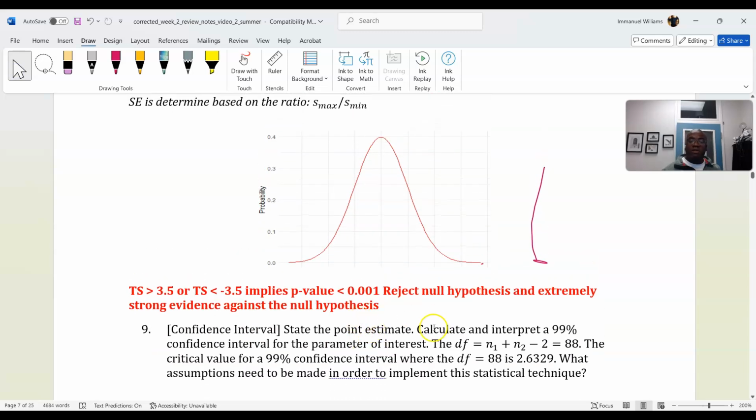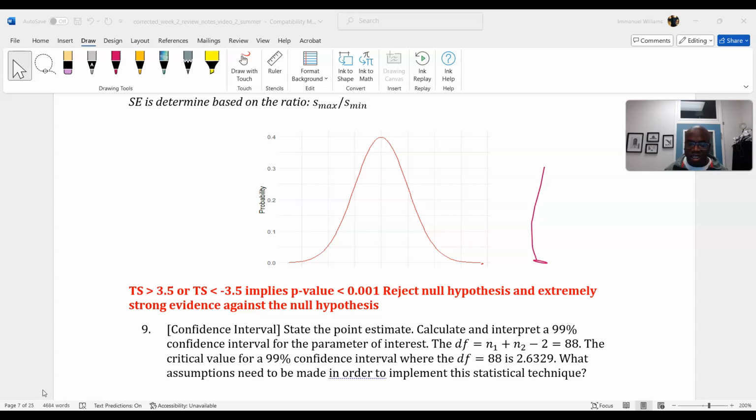Then, state the point estimate, calculate and interpret the 99% confidence interval. I'm going to pause it. I had to take a break, so I wouldn't be mad if you took a break. That being said, state the point estimate. Okay, it's the difference between the sample means.